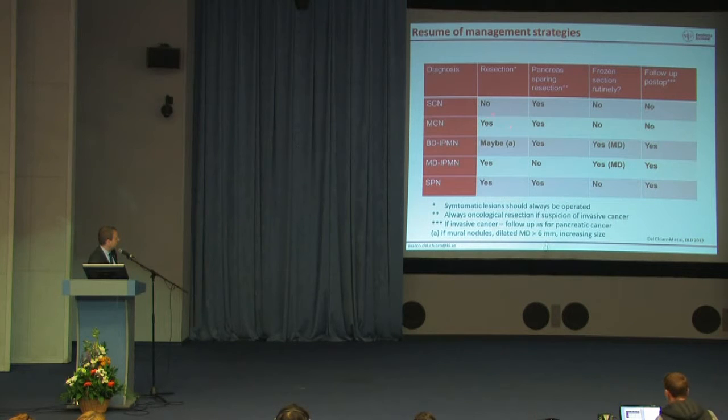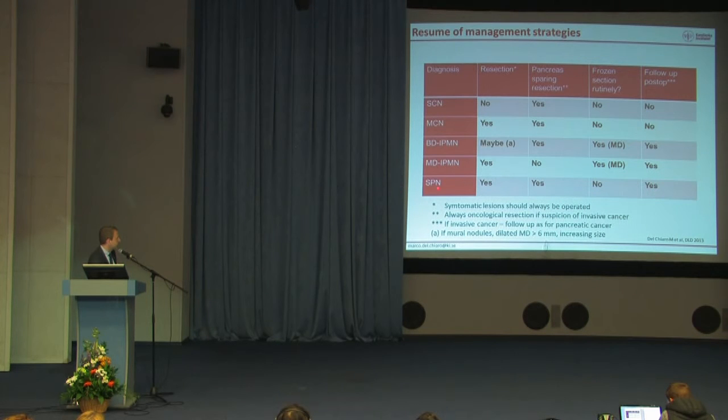The MCM resection, yes, is indicated if you are sure about diagnosis, but you can follow if you're not sure until they are 4 centimeters. In benign, you can do sparing resection. Frozen section is not mandatory, it's a single, unique lesion. Branch duct surgery is very, very few cases needed. Generally, follow-up is needed. Sometimes, sparing surgery can be done. Frozen section is always mandatory, and the follow-up is always mandatory as well in main duct IPMN.